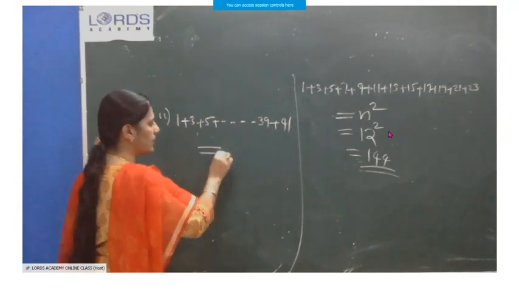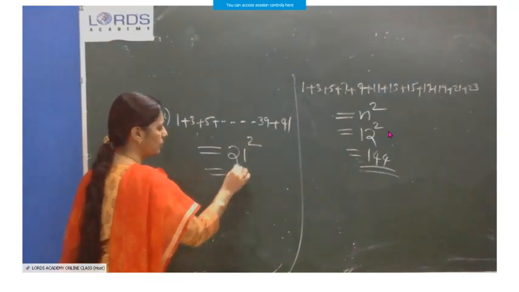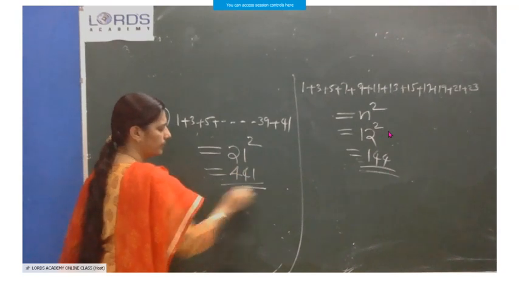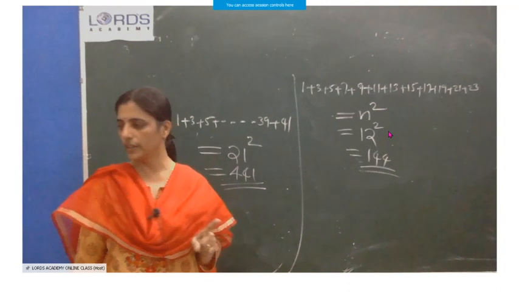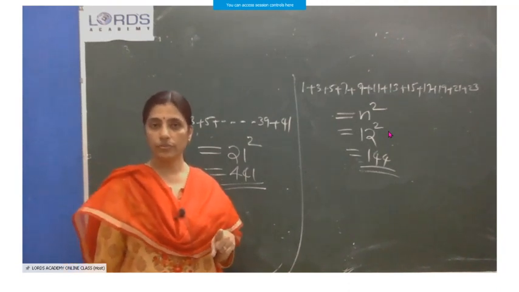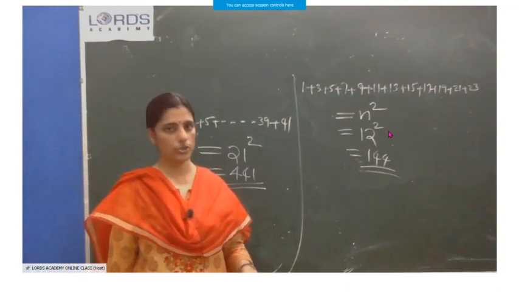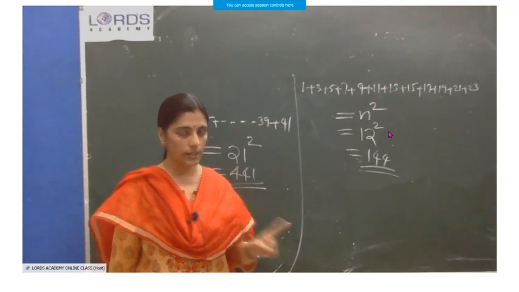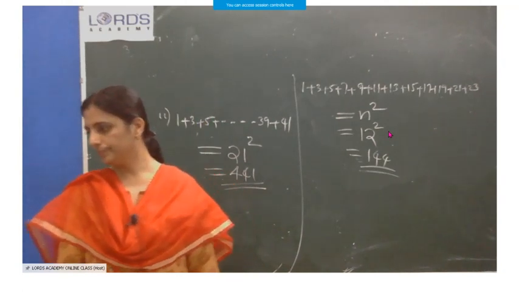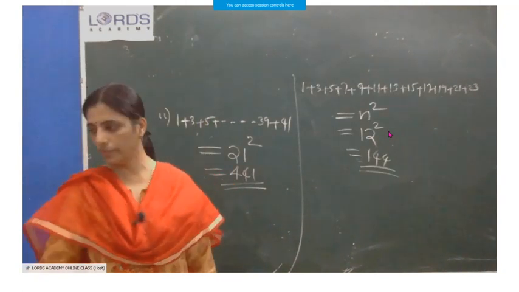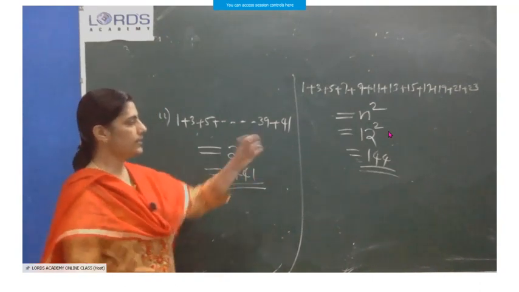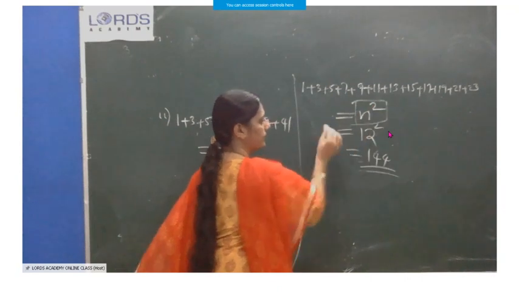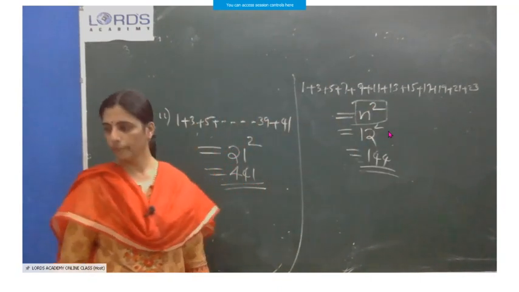So what will be its answer? 21 square. That is what? 441. Got it? This is the easiest way if you want to find the sum of the first odd natural numbers, not all natural numbers, odd natural numbers. Then the last, third subdivision, you will do. Formula is n square.